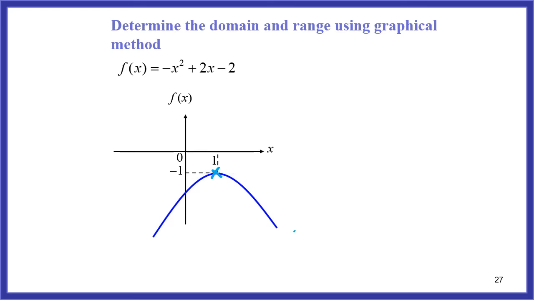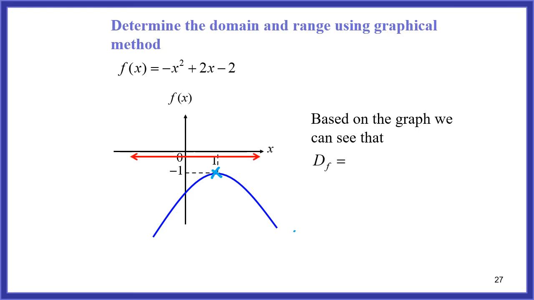Now, from the graph, we can see that the domain is from negative infinity to infinity. But for the range, it's going from negative infinity up to negative 1. It's going from below up to negative 1 only. So this is the maximum point of y. That's why our range is from negative infinity up to negative 1. Don't be confused, don't get it reversed. Okay, so this is the range.